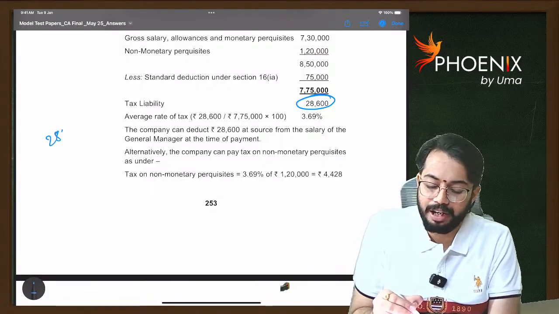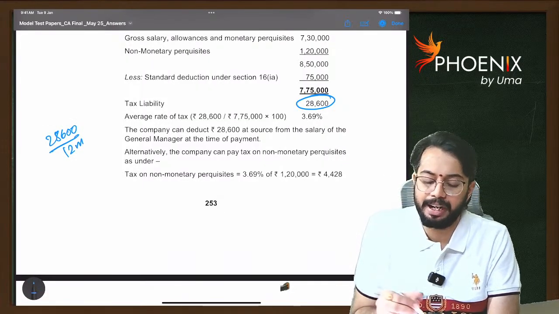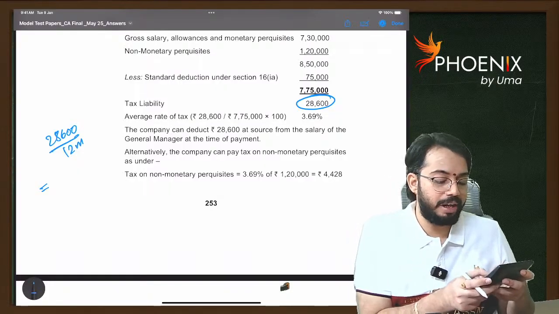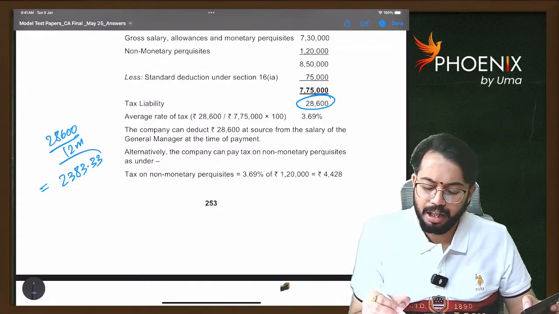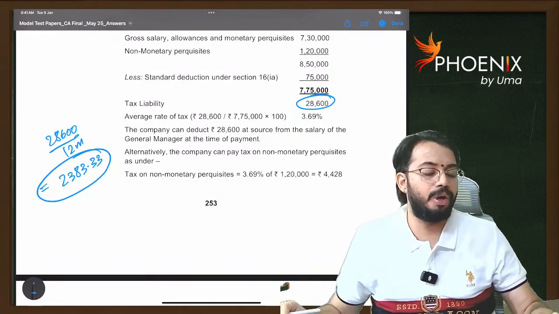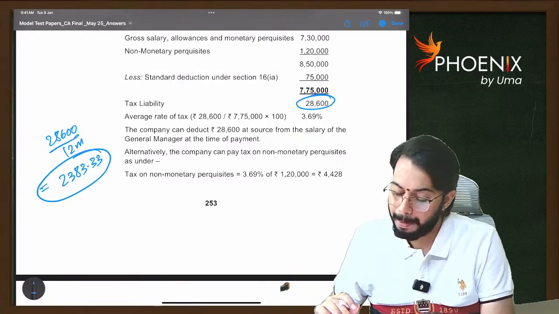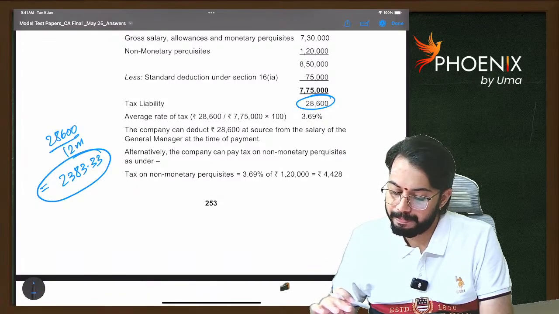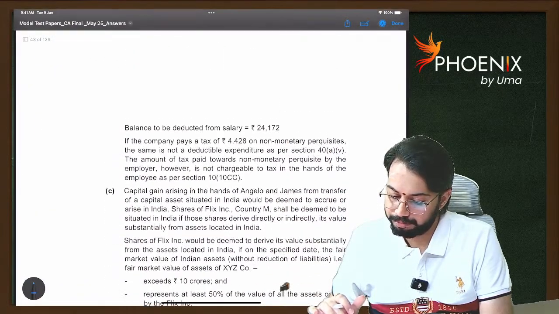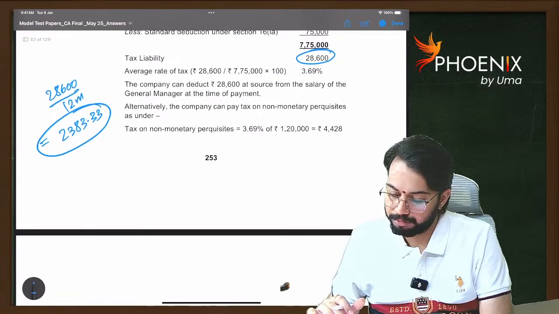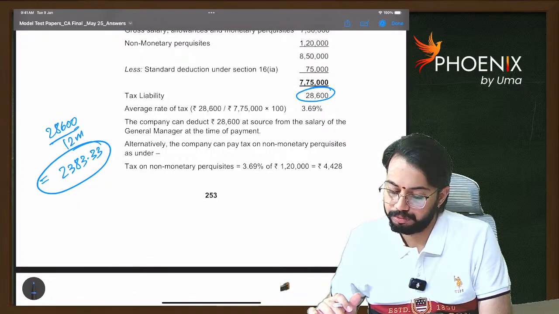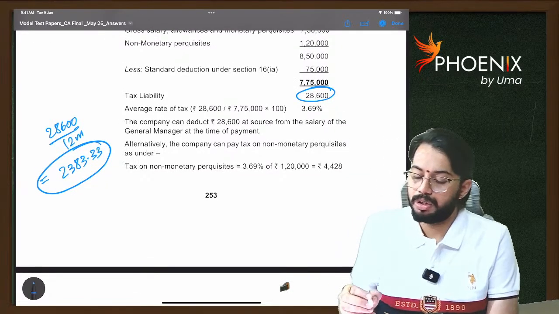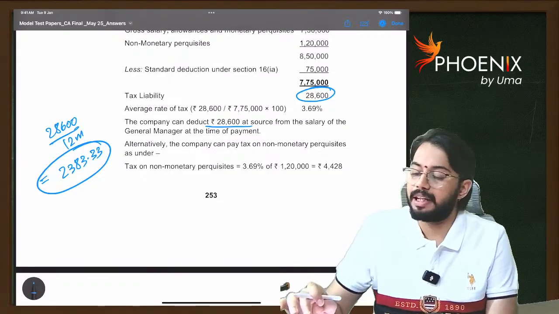On 7,75,000, how much is tax liability? 28,600. Whatever 28,600 is there, that will be divided into 12 months. How much? 28,600 divided by 12 months, 2,383.3. That will be deducted as TDS over a period of 12 months. Are you able to understand? So the company can deduct 28,600.